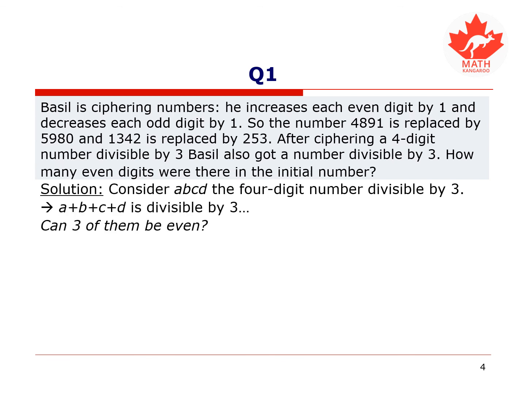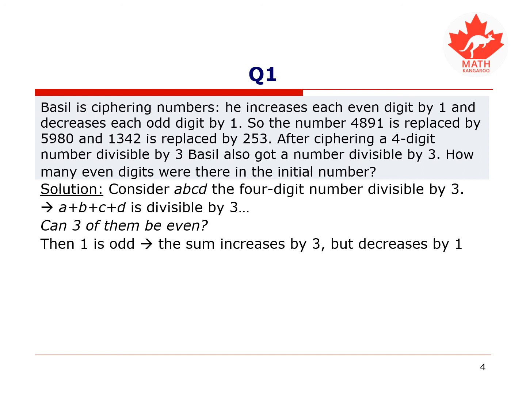Can 3 of the digits be even? What would that look like? A 4-digit number with 3 even digits means 1 odd digit. We are increasing each even digit by 1 and decreasing each odd digit by 1. So the sum would increase by 3, 1 for each even digit, but decrease by 1 for our odd digit. The resultant sum would be increasing by 2.